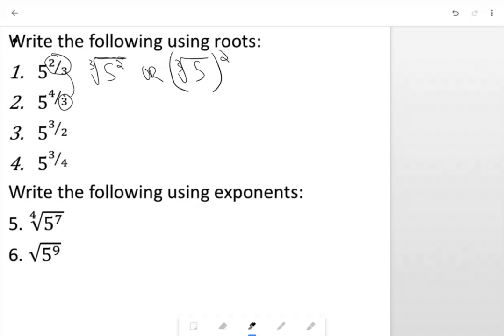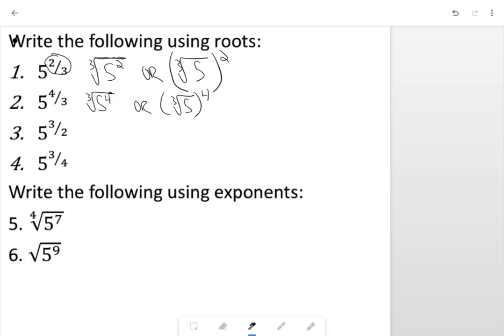So if I was going to do the same thing for number 2, notice when I look at the exponent, the denominator is the same. So I'm still going to have the cube root of 5. The only difference is now my exponent is going to be 4. So again, I could write that exponent of 4 inside the cube root, or I could write it outside the cube root. And that is the answer for number 2.